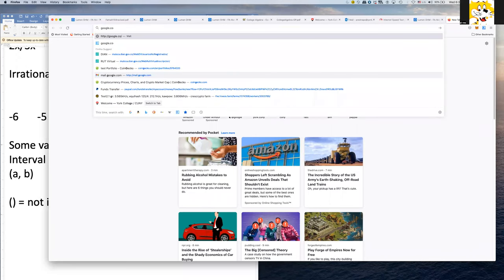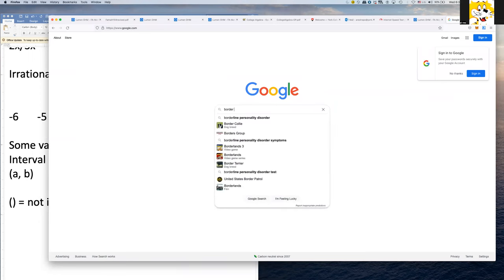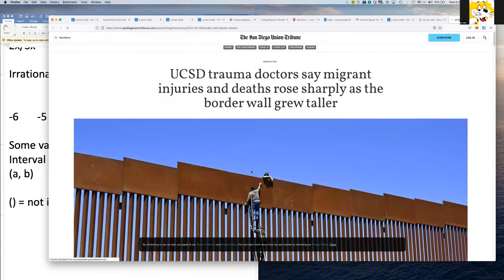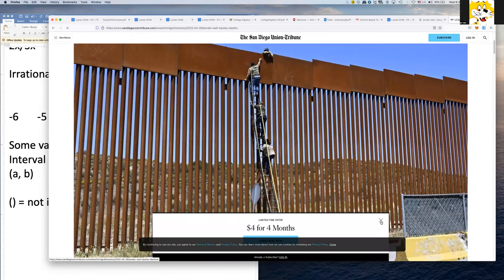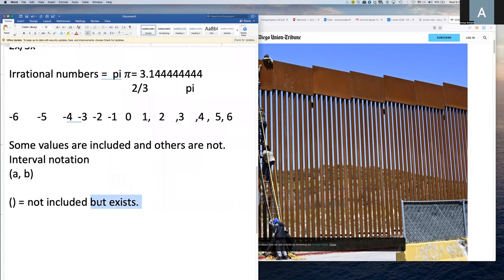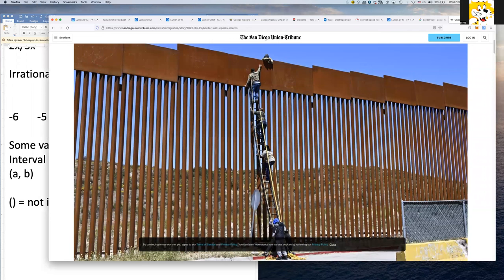So if we look for an example, this is the border wall, right? You see the border wall? Yes. So this is the border down in the south. I guess if they're climbing this wall, that means America's on the other side. This wall exists, yes, but you're not supposed to be on it. So these people here, my brothers and sisters, are violating mathematical rules. Well, in this case, immigration law.